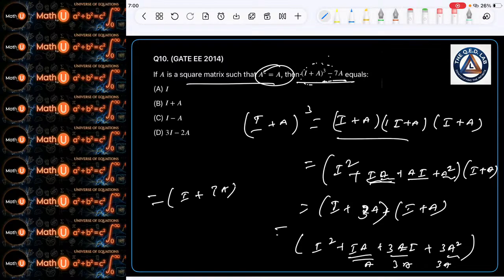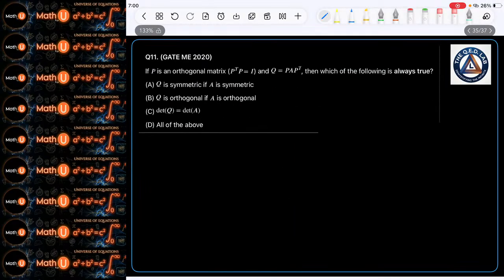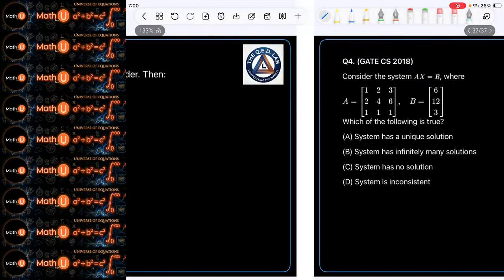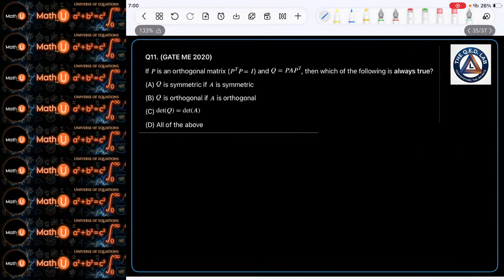This is the things we covered. We did a great job today, and we covered all the foundation of linear algebra: matrix definition and all the basics related to matrices, special matrices, determinants, rank, system of equations. In the next video we will discuss eigenvalues and eigenvectors, which is the highest weightage topic in linear algebra.